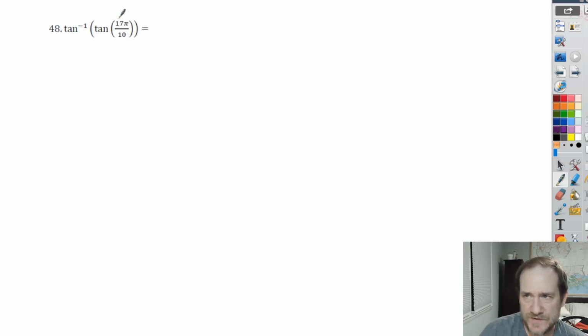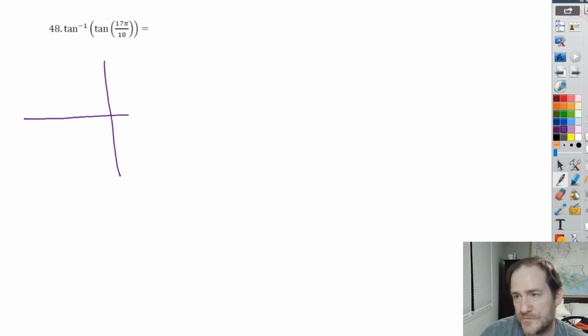I can't just evaluate this and then evaluate that because I have no idea what the tangent of 17 pi over 10 is. 17 pi over 10 is some weird angle. I don't know what it is. But here's what I do know. I do know how to draw it.